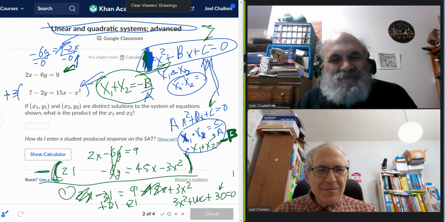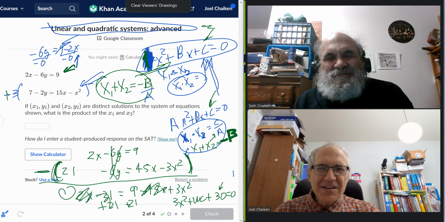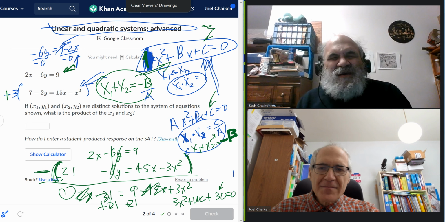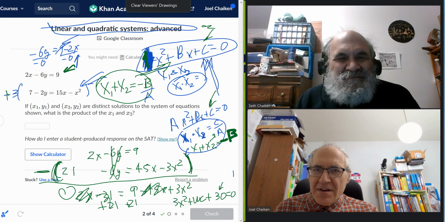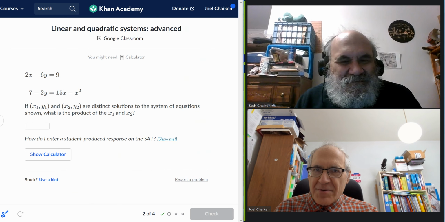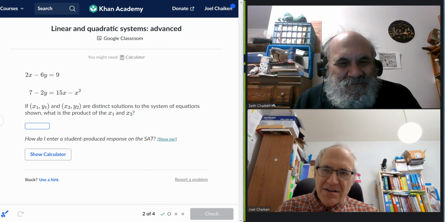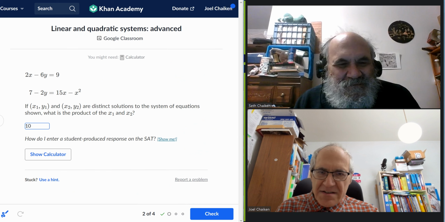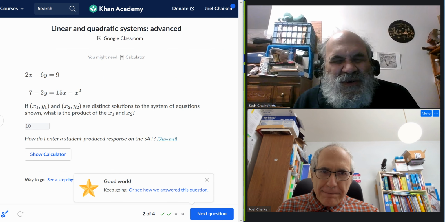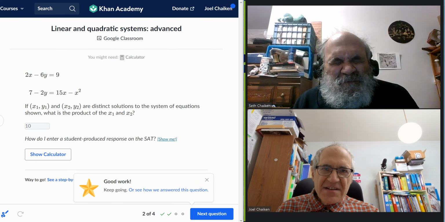What is it? A theorem? What do you call it? Is it an observation? A theorem? It's a theorem. Okay, a theorem that the product of the roots is C over A, where C is the constant term and A is the leading coefficient, the coefficient of x squared.